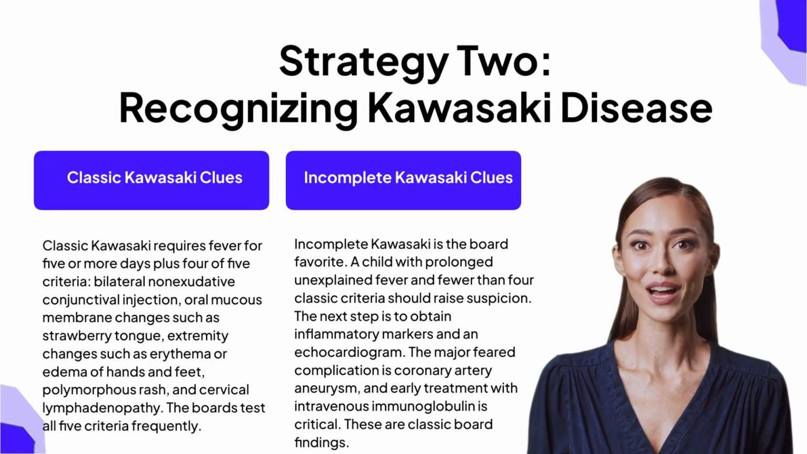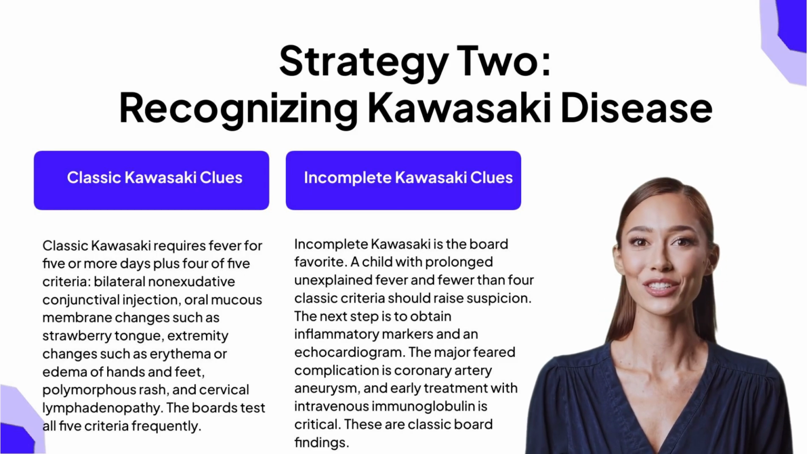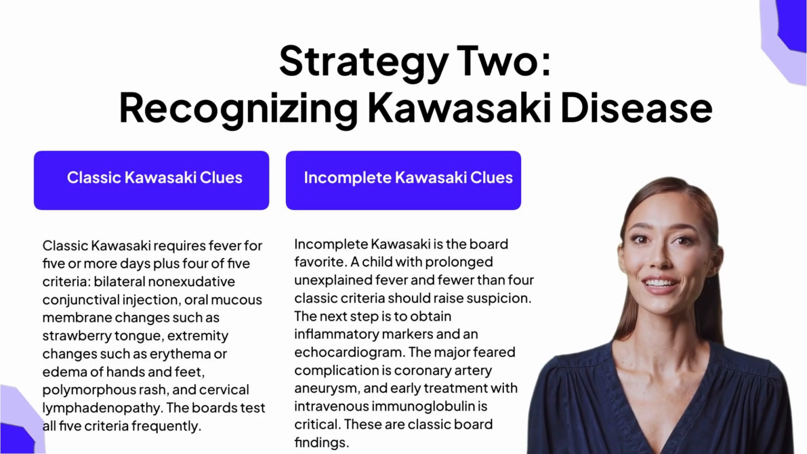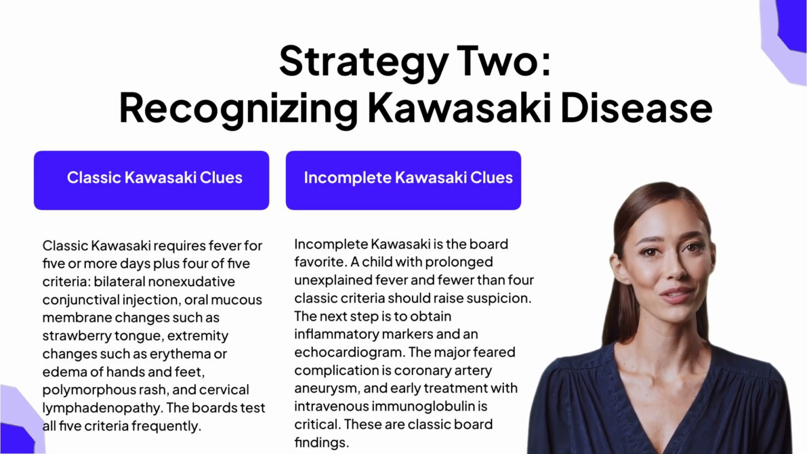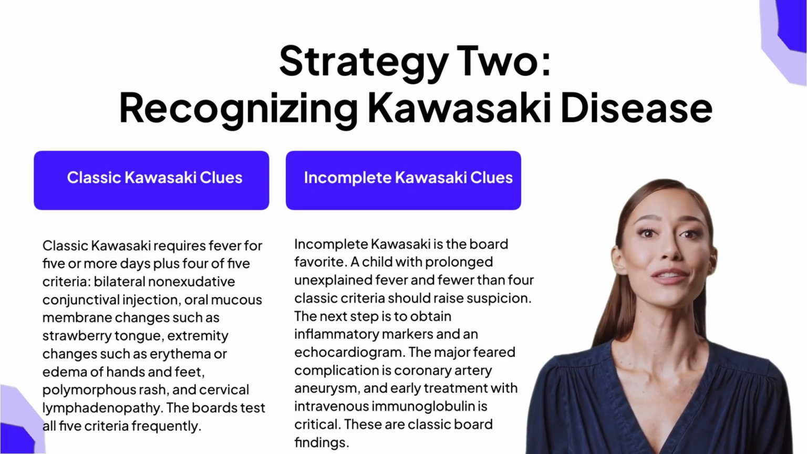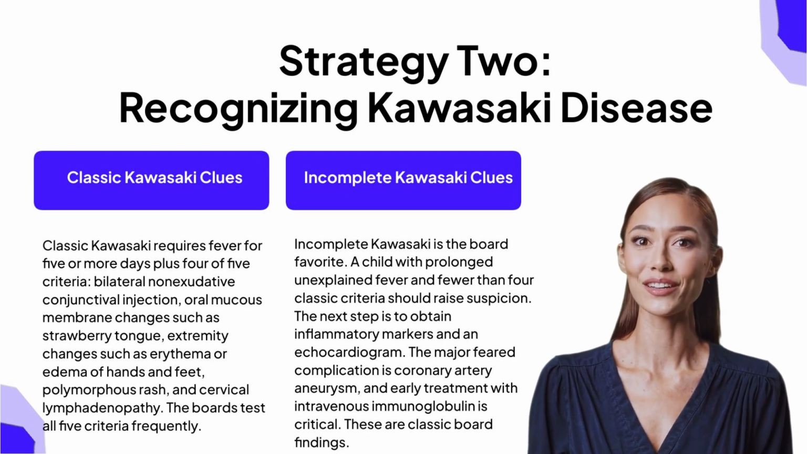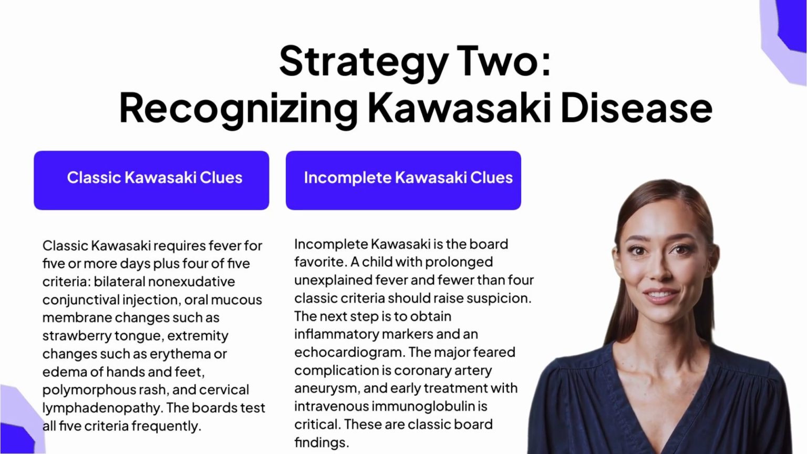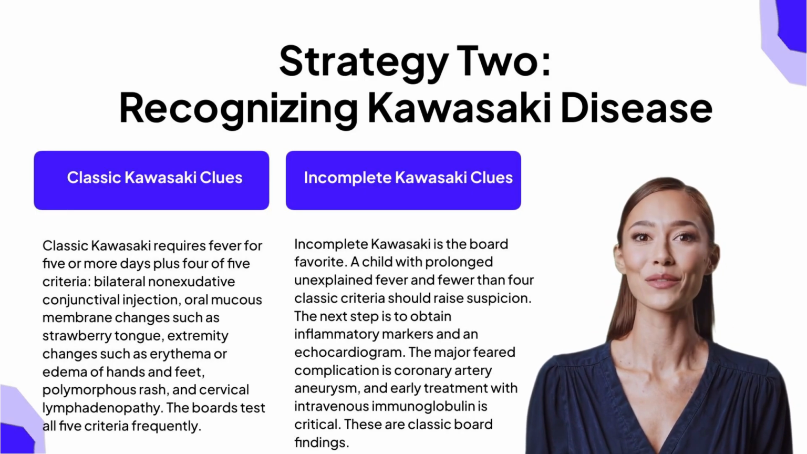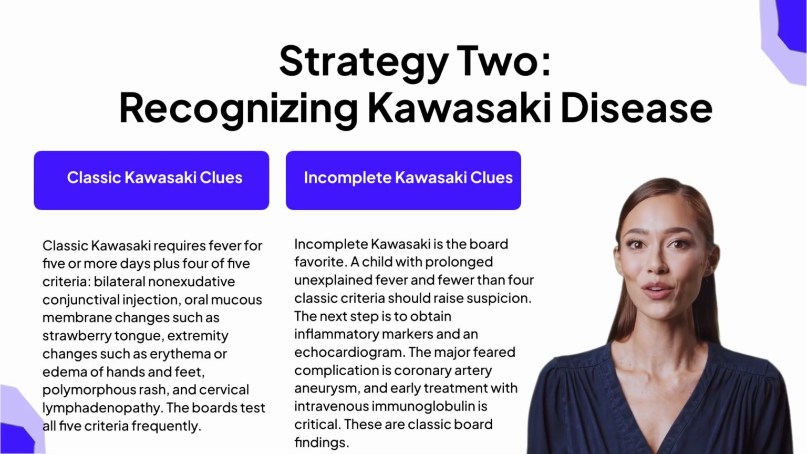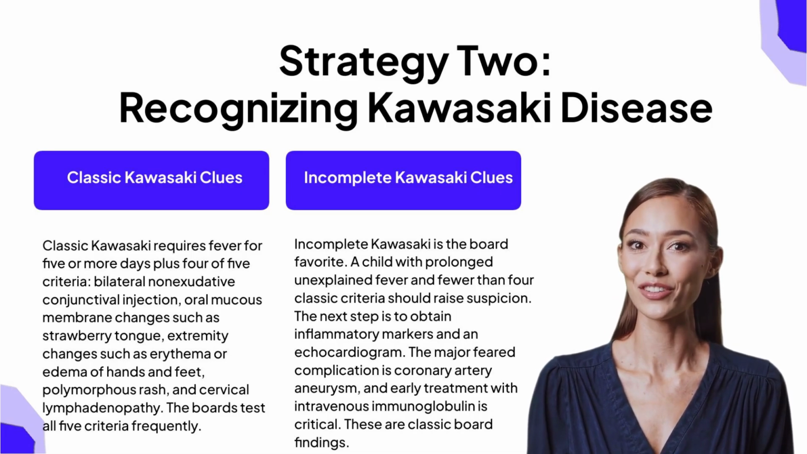Strategy 2 is all about recognizing Kawasaki disease because the boards test this in several different ways. For classic Kawasaki disease, you need fever for 5 or more days plus 4 of 5 clinical criteria. Those criteria are bilateral non-exudative conjunctival injection, oral mucous membrane changes like strawberry tongue or cracked lips, extremity changes like erythema or edema of hands and feet, a polymorphous rash, and cervical lymphadenopathy.